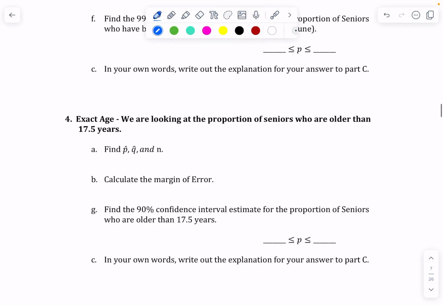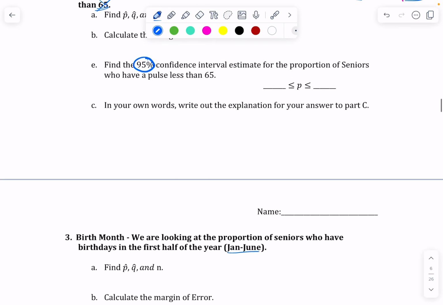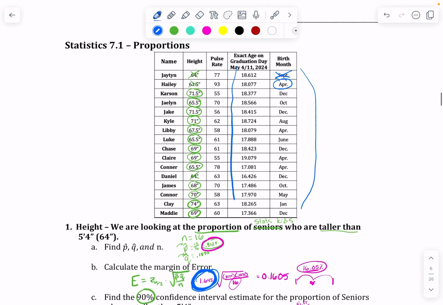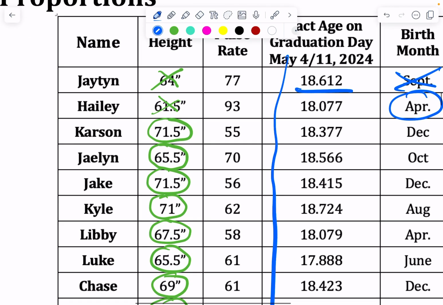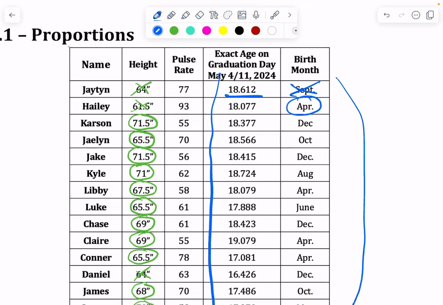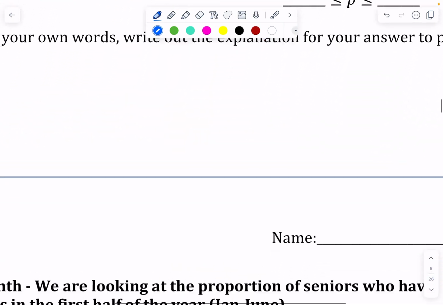And then I think the fourth one is exact age, and that's at graduation. So like these dates right here, Jayton will be 18.612 years old at exact day of graduation. Okay. So that's how that works.